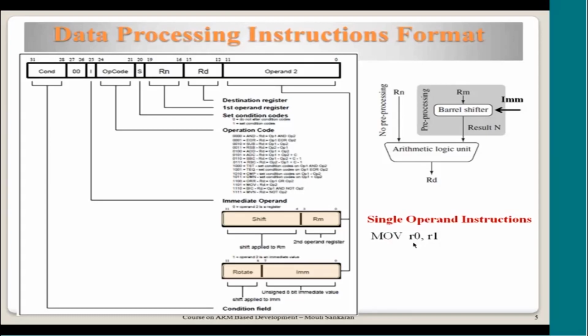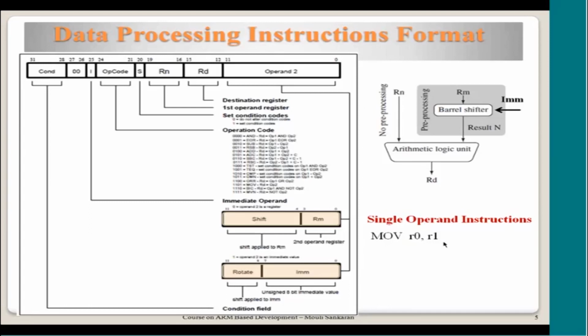But you may wonder that there are two registers mentioned, but I say it is a single operand. Please remember, here the operand is only R1. R0 is the destination register mentioned here. It is not an operand. R1 is moved into R0. So there is only a single operand.